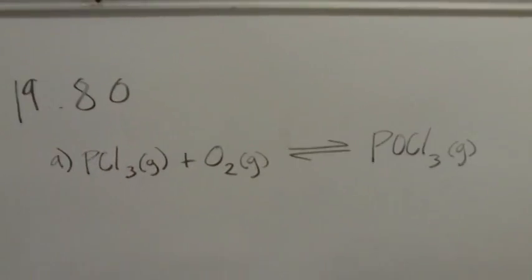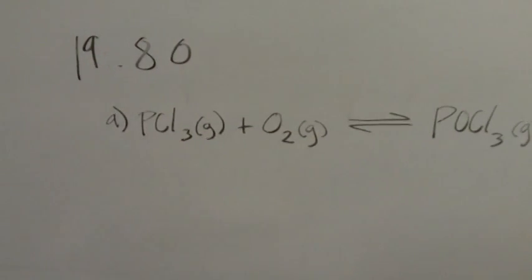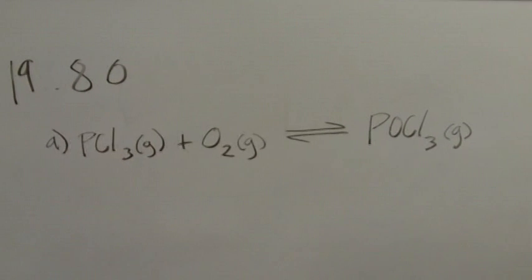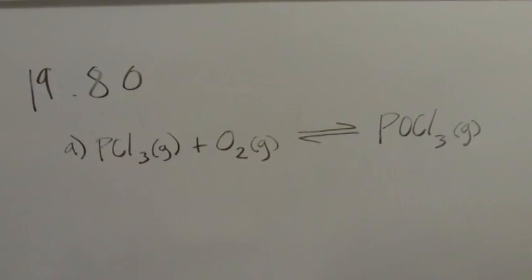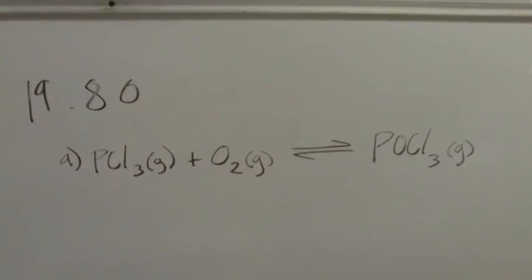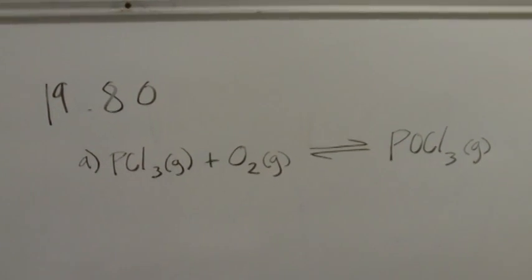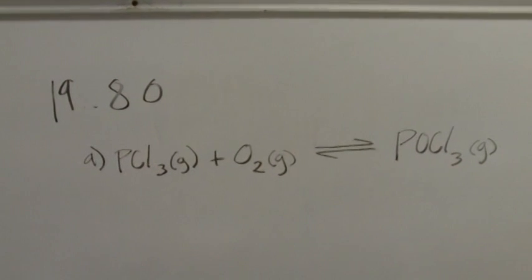19.80, calculate the value of the thermodynamic equilibrium constant for the following reactions at 25 degrees Celsius. Equations are unbalanced. Refer to the data in Appendix C. All right, excellent.